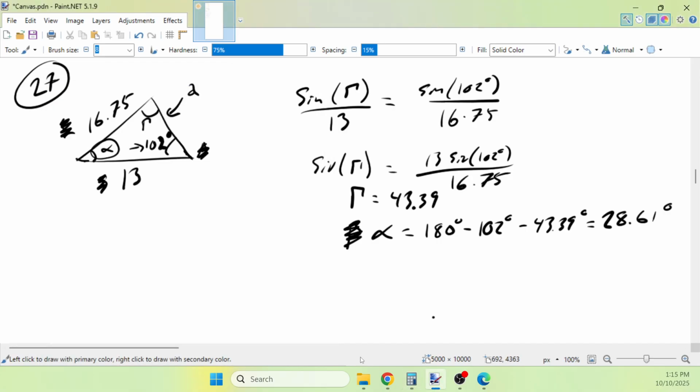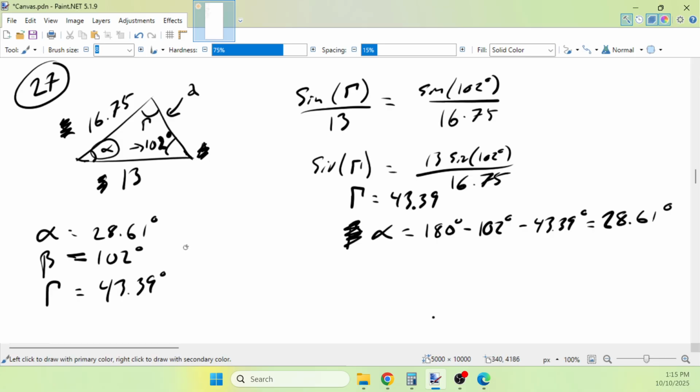Okay, so those are our angles. Alpha is 21 degrees. Beta is given to us at 1 degrees. Gamma is 43.